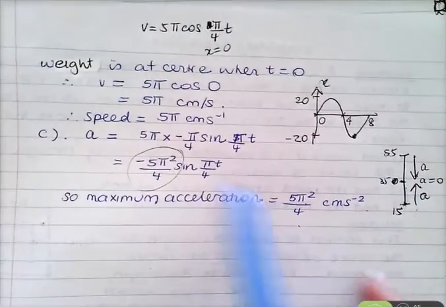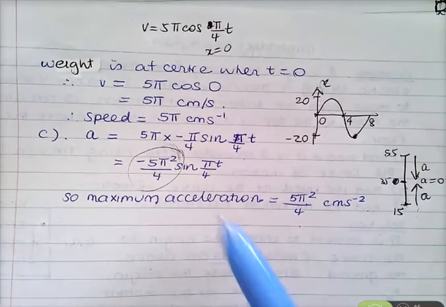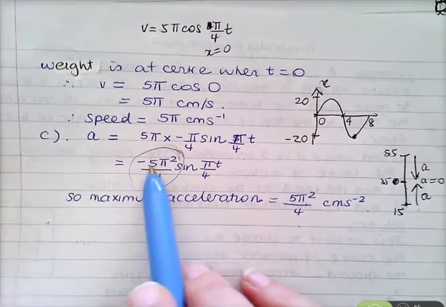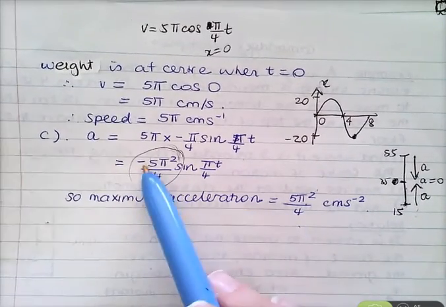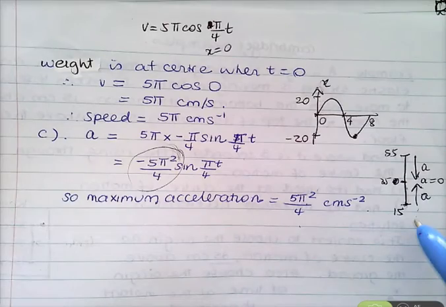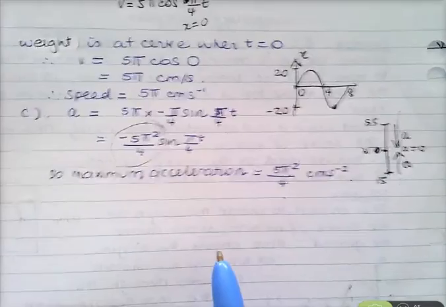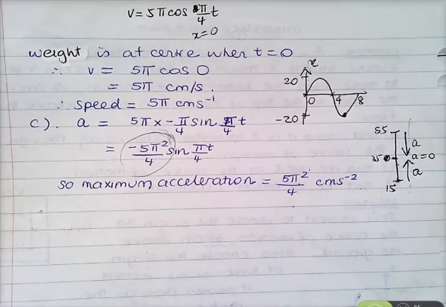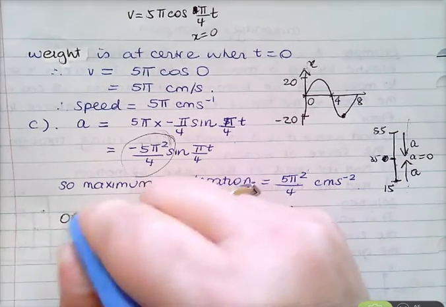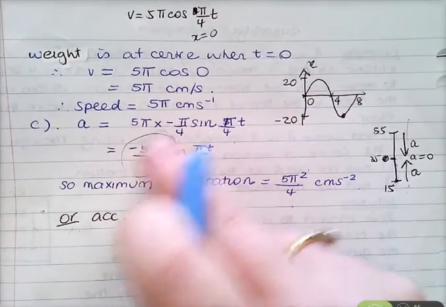That's probably the easiest way to do it, just by looking at the amplitude of the acceleration curve. So the maximum will be 5 pi squared on 4, the minimum will be negative 5 pi squared on 4, meaning that the maximum's acting upwards and the minimum is actually acting downwards. If you don't want to do it that way, you don't have to, but it is the easiest way.